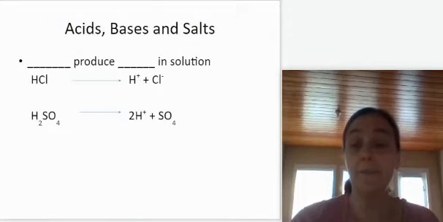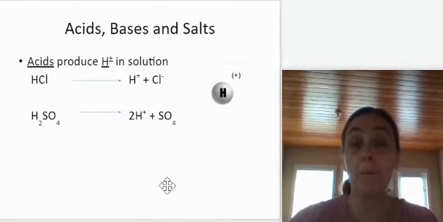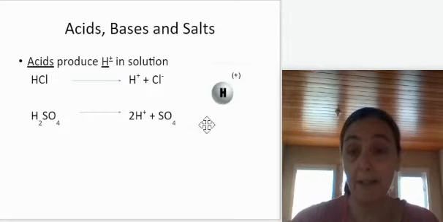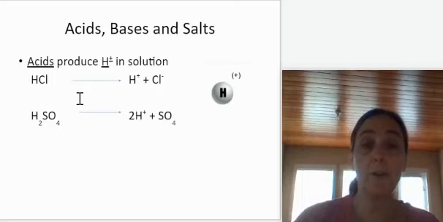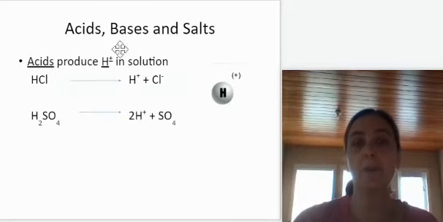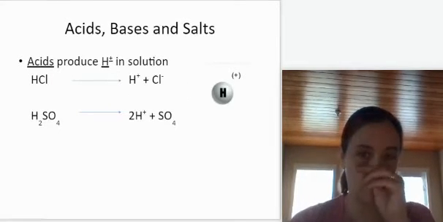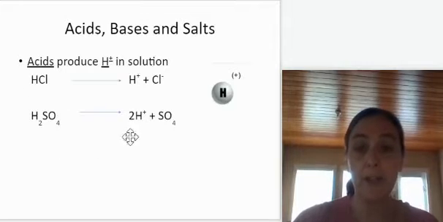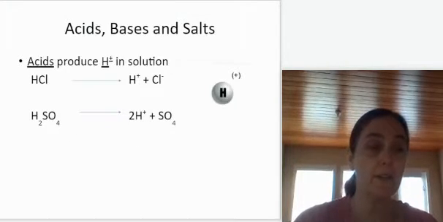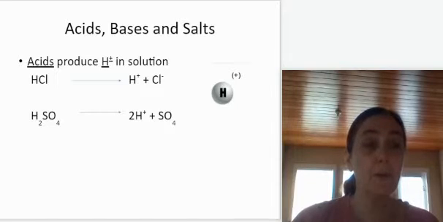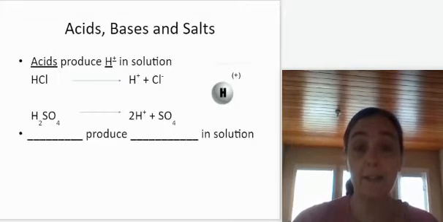So acids produce H plus ions, that's a hydrogen ion, when put in water. So we have hydrochloric acid, which produces H plus and a chloride ion, or sulfuric acid, which will also make hydrogen ions. And so those are acids.